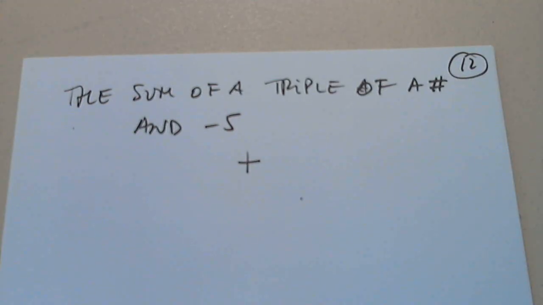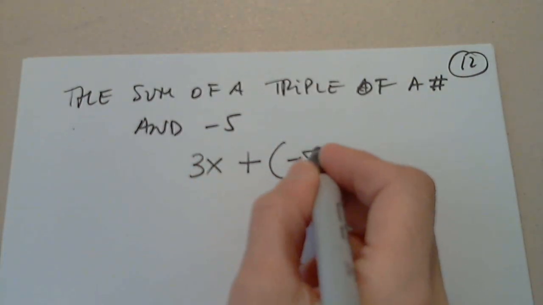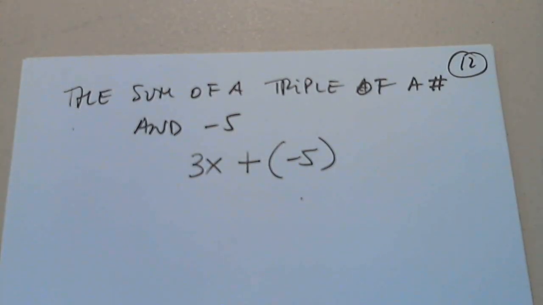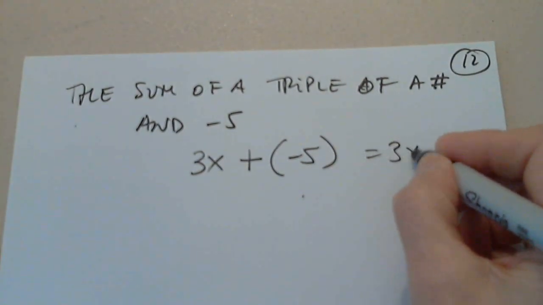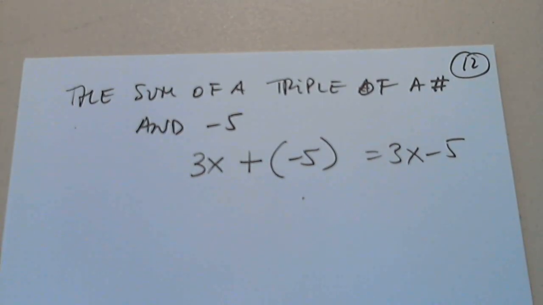Anyone would like to try? Yes, triple of a number and -5 initially. And yes, this is 3x minus 5. Any questions so far? Please. Any questions? Is everyone okay?